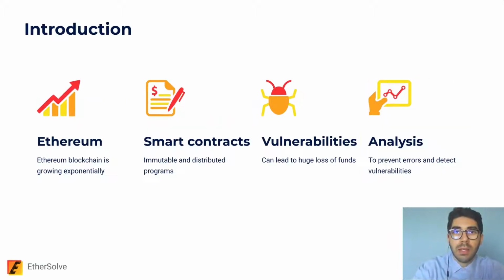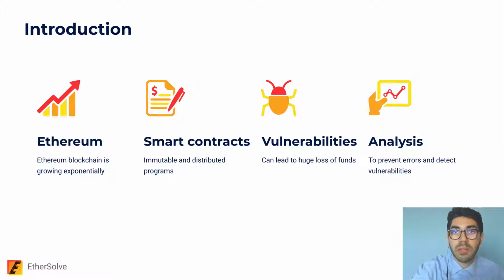Ethereum has been growing exponentially over the last few years, both with the value of its cryptocurrency and with the volume of transactions in its blockchain. An important feature that it introduced are smart contracts, immutable and distributed programs which are executed on the blockchain and that can receive, store and send money.